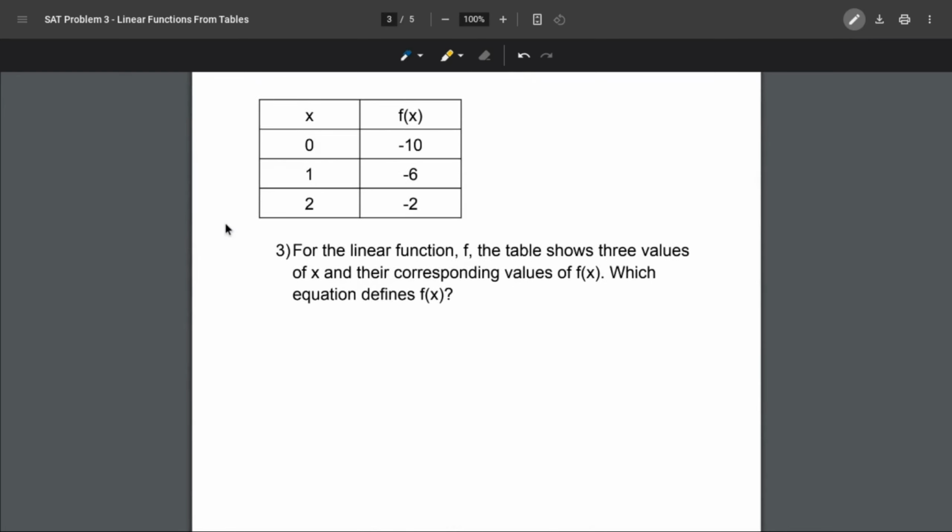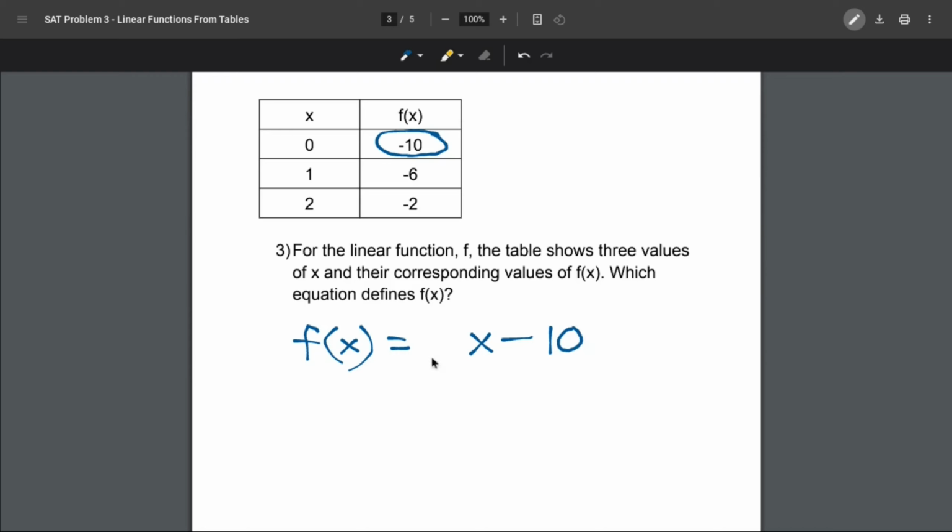All right, so this next one, we have a table, again, of x and f of x values. So let's start. We're going to write f of x equals some value times x, which is our slope. And then our b value is negative 10. So I could say plus negative 10, or I can just say minus 10.